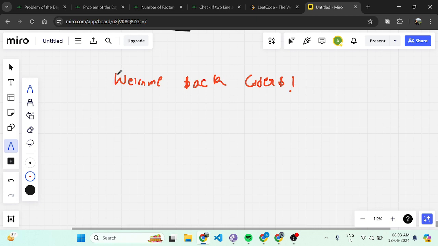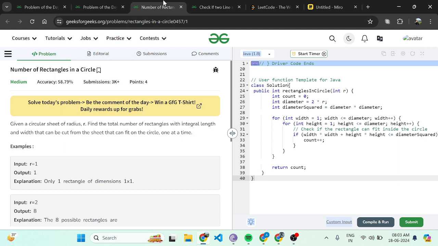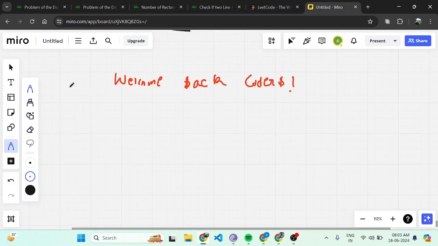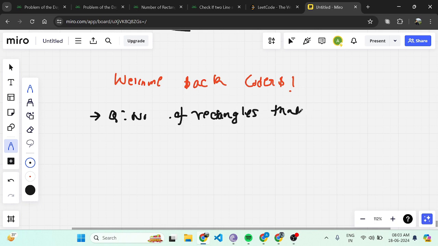So good morning guys. Today's problem is we have to find the number of rectangles which can be made inside a possible circle. So what I'm going to write over here, the question is: number of rectangles that can fit inside a circle. Okay, a circle. So before that, what does that mean?